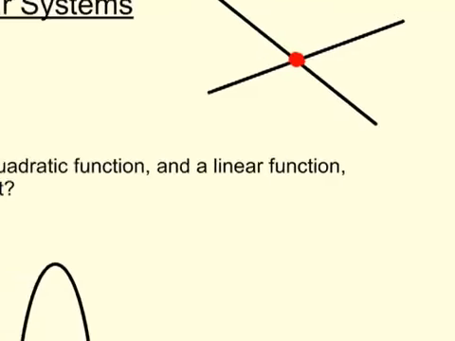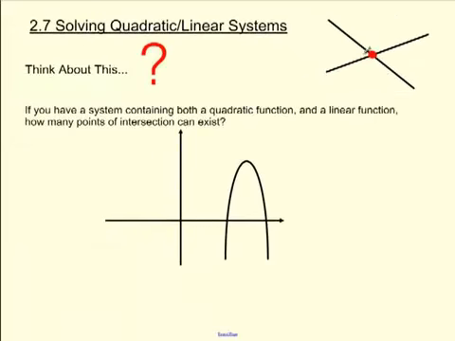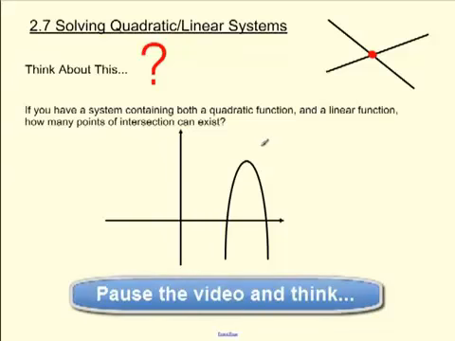Now, for this unit, we're going to figure out how we can use the same processes we did with solving linear systems by solving a linear and quadratic system, which means on any given xy plane, what if we had a parabola and there also happened to be a line on the same system? How many times can those things intersect? I want you to think about that for a second. If you have a system that contains both a quadratic and a linear function, how many points of intersection could exist?